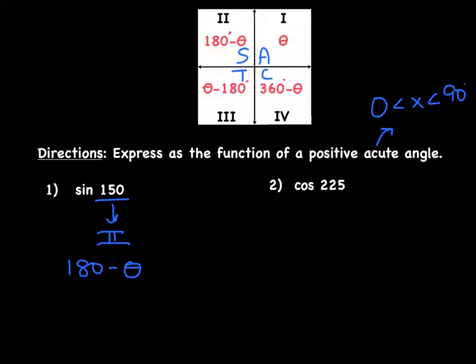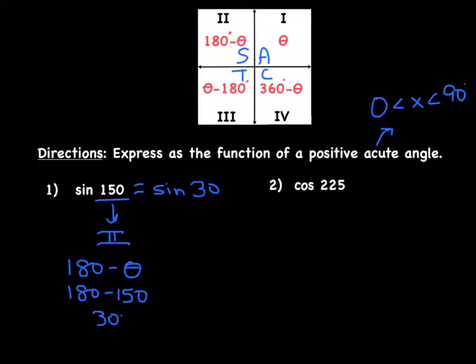Okay, so in this case, since theta, our second quadrant angle, is equal to 150 degrees, we could just do 180 minus 150, which is 30 degrees. So sine of 150, we can come back up here and say that's equivalent to sine of its reference angle, sine of 30 degrees.